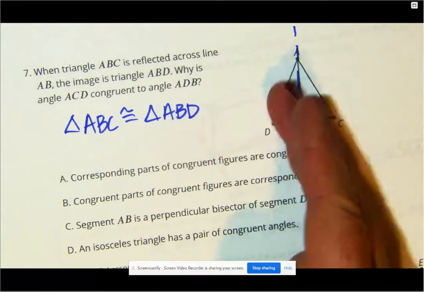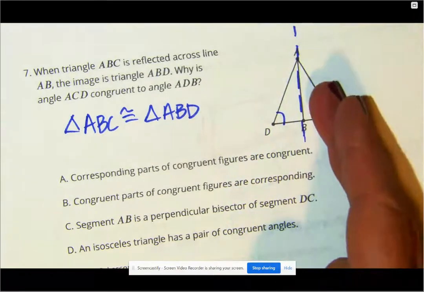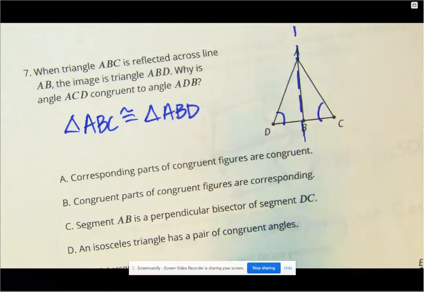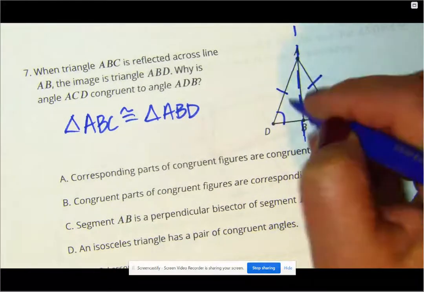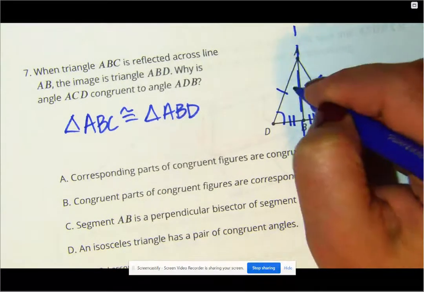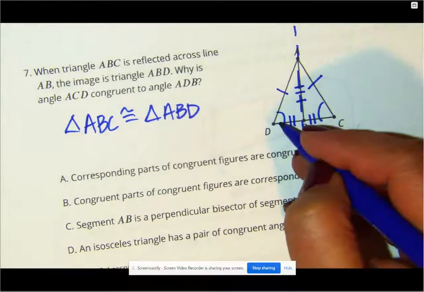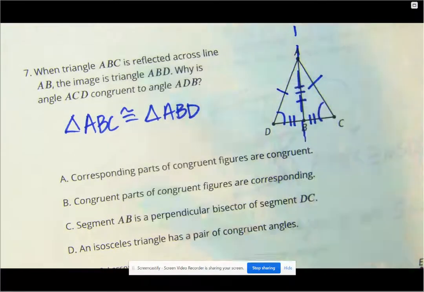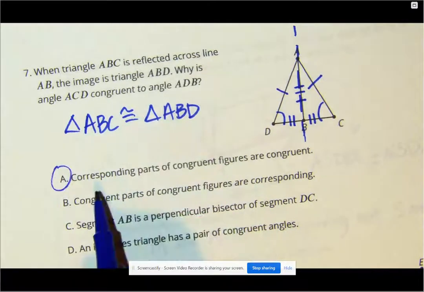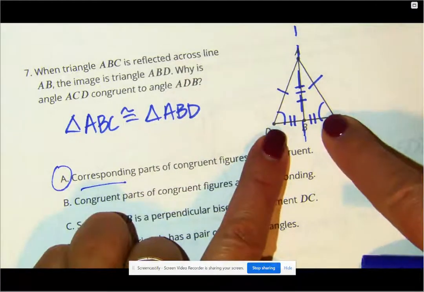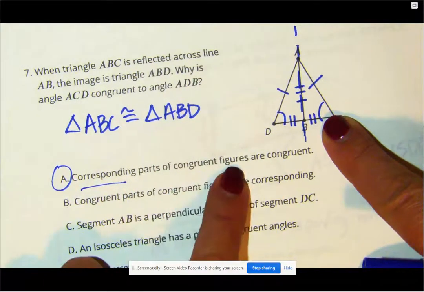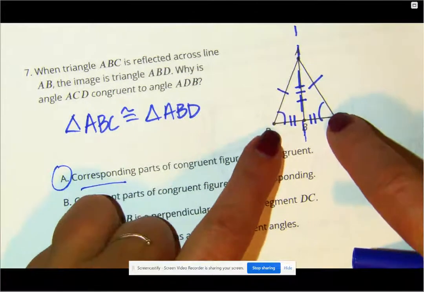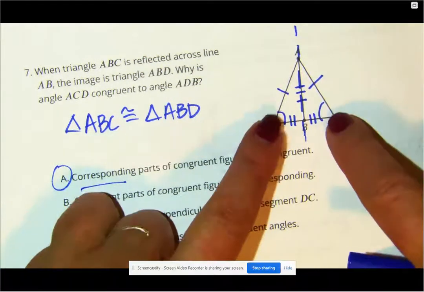This is the image after a reflection. Therefore, these two shapes are congruent. Once you've proven two shapes are congruent, all the corresponding parts are congruent. That means this side's congruent to this side, this angle's congruent to this angle. You get the idea. So hopefully you can tell that, because these two correspond to each other, corresponding parts of congruent figures, these two are congruent. Since they're corresponding and they belong to congruent figures, they are congruent.